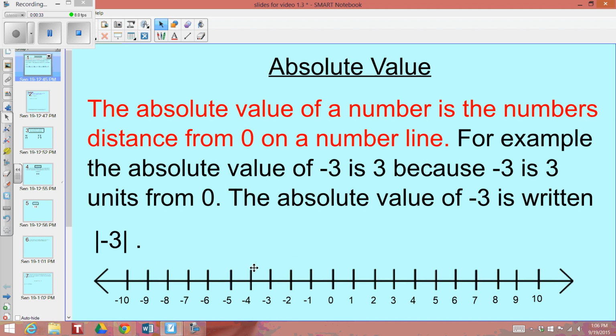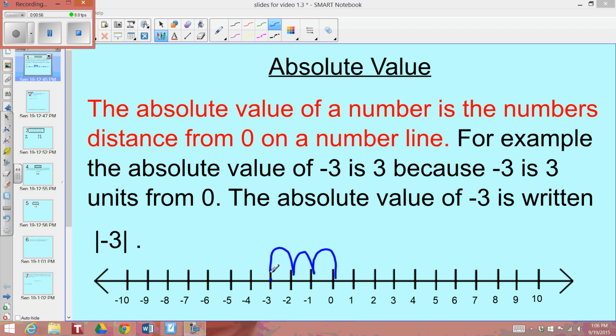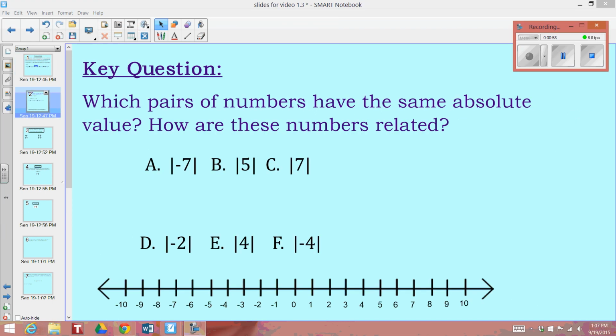You'll see the -3 fits inside 2 lines going vertically. If I plot -3 on my number line, you can see that if I start at 0, I have 1, 2, 3 units away from 0. So absolute value is just simply the number's distance from 0. And we know that we can show absolute value using 2 vertical lines.